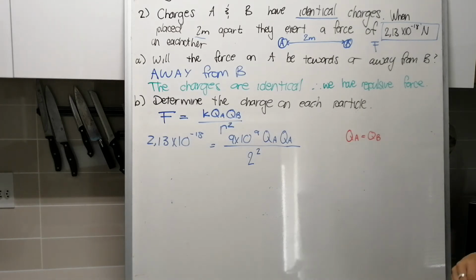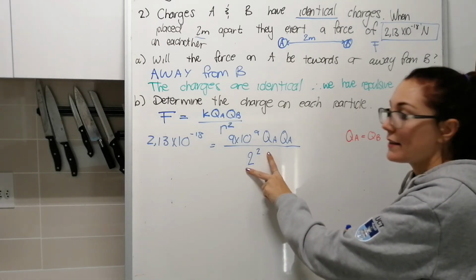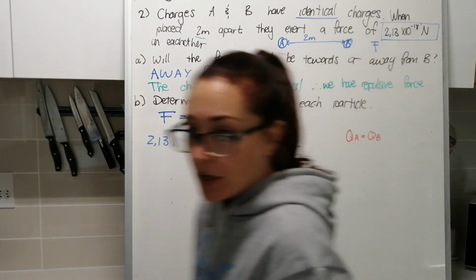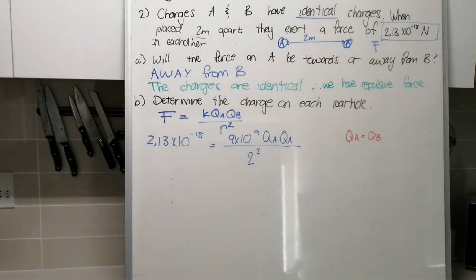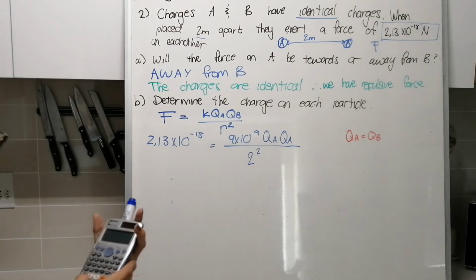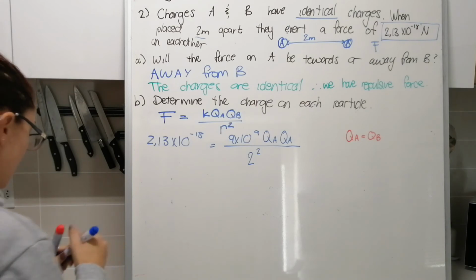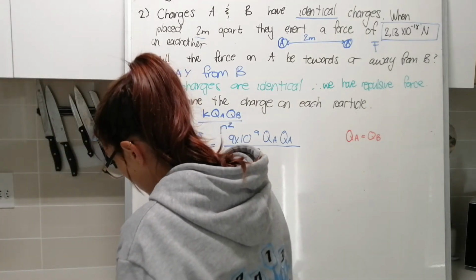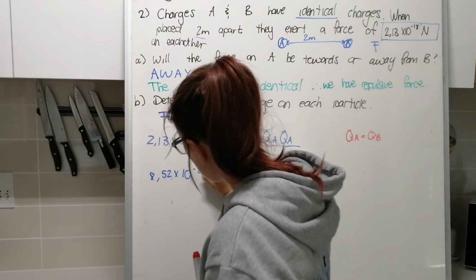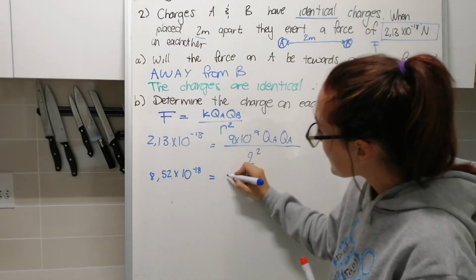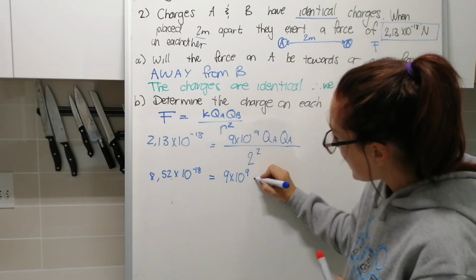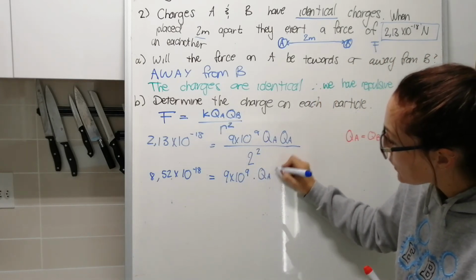Now all we have to do is solve for QA. It's the only variable in this equation, it's there twice. The way we're going to do that is square this, make it a 4, and then multiply that on that side. So we get 2,13 times 10 to the negative 18 multiplied by 4. So the left-hand side becomes 8,52 times 10 to the negative 18 is equal to 9 times 10 to the 9 times QA, which is QA squared.